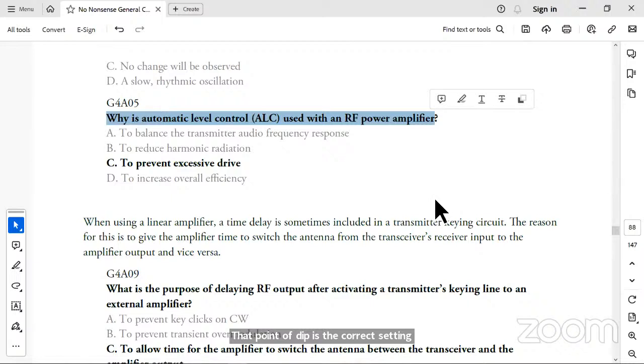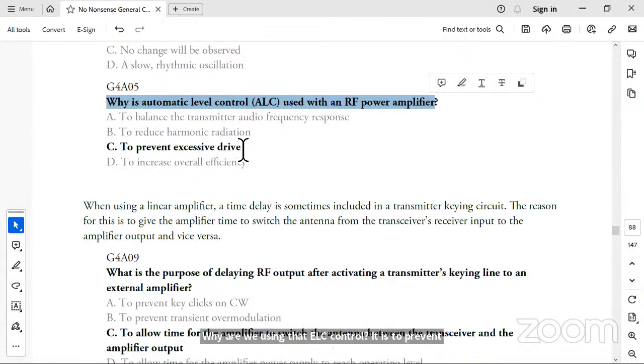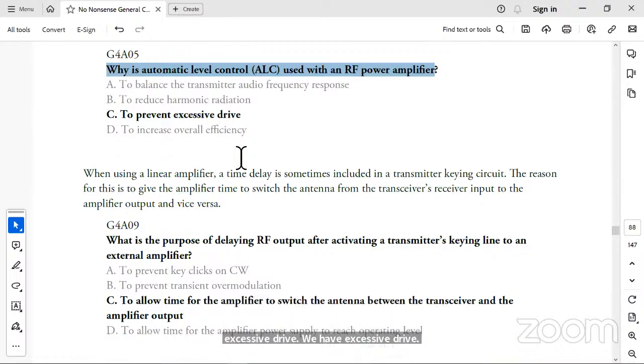Why is automatic level control, or ALC, used with RF power amplifiers? So remember, we are connecting our transceiver to that RF power amplifier, and we are connecting the ALC cable between the two. Why are we using that ALC control? It is to prevent excessive drive. If we have excessive drive, we may have distortion, and we could also damage equipment, right?